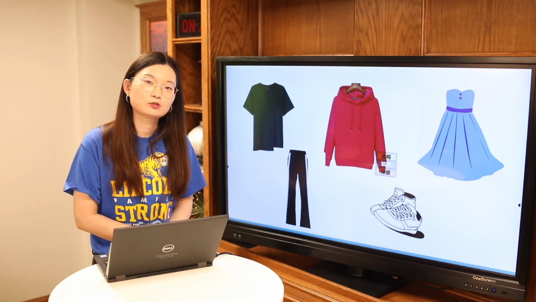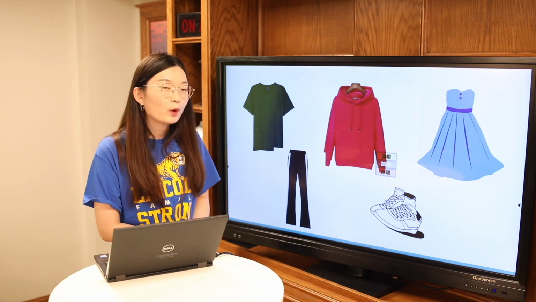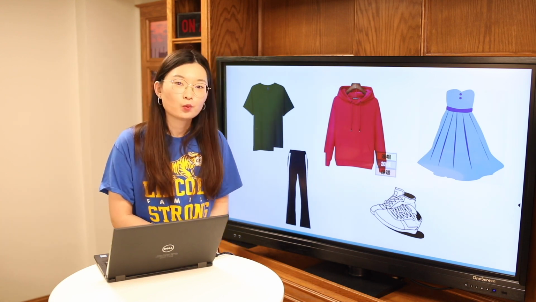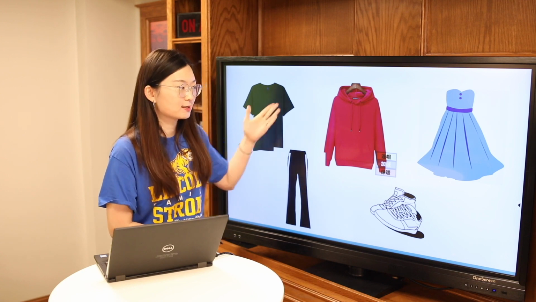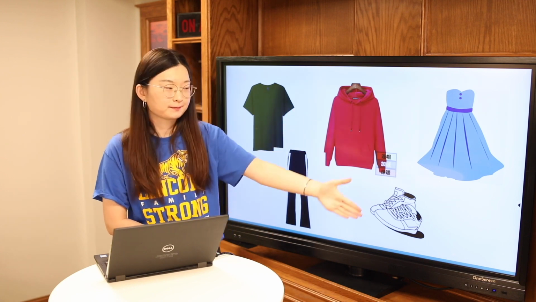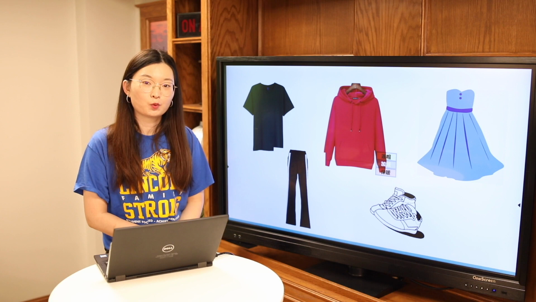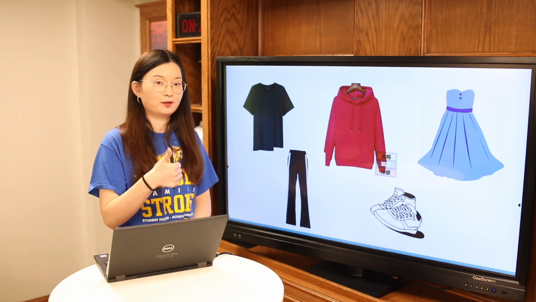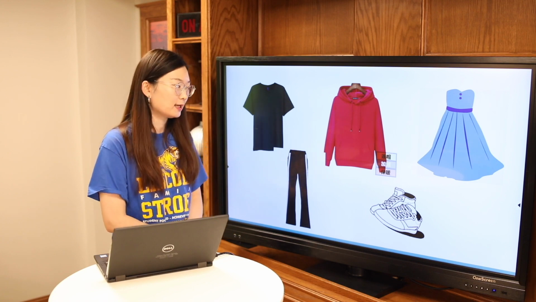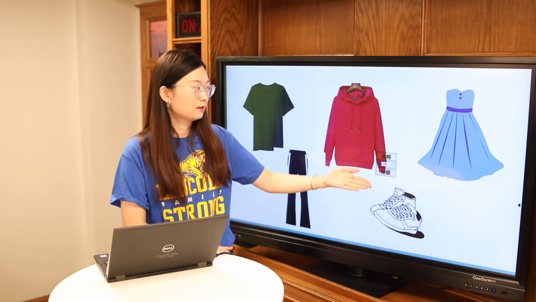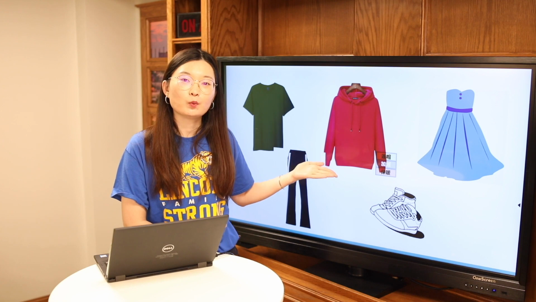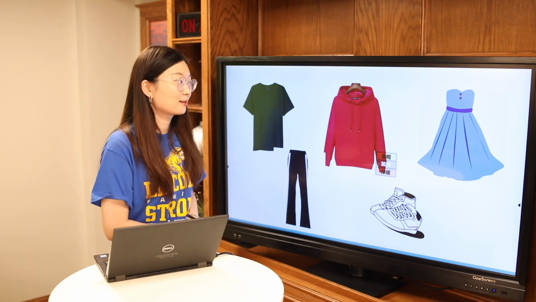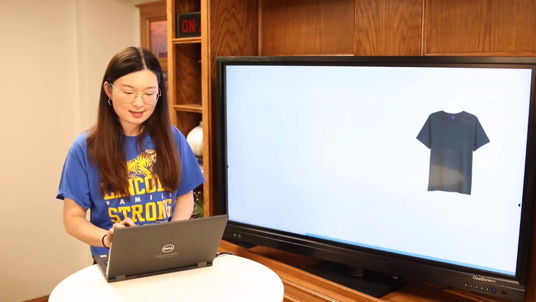So I would like you to draw a 卫衣 on your notebook. 卫衣. So which one is 卫衣? Ready? So 卫衣 is the hoodie. Okay, so 卫衣. Do you get all the three correct? So these are the vocabulary we're going to learn today.